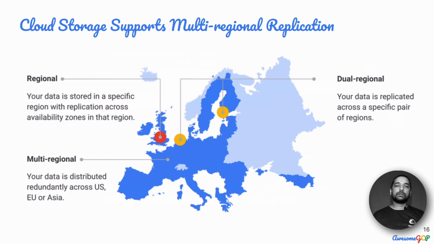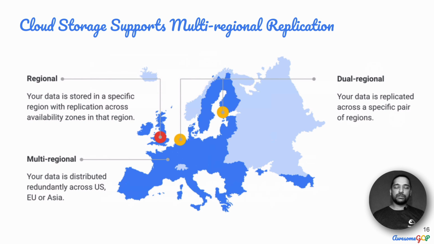Well, Google Cloud supports multi-region replication as an option. So there are three ways in which you can spread your data across regions. Either you can have your data in a specific region and the data will be replicated across availability zones in that region. You can also have a dual region, in which case your data is replicated across a specific pair of predefined regions in a particular continent. The third option is a multi-regional option, which allows your data to be distributed redundantly across multiple regions, typically within a continent.